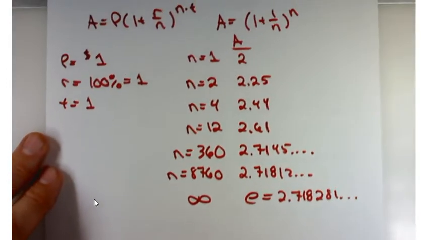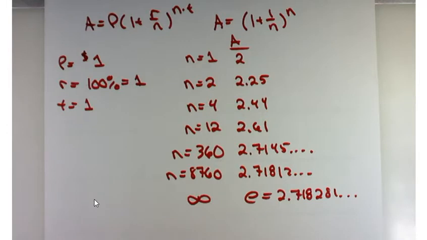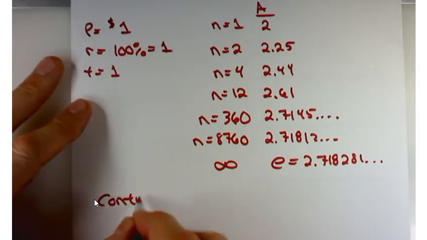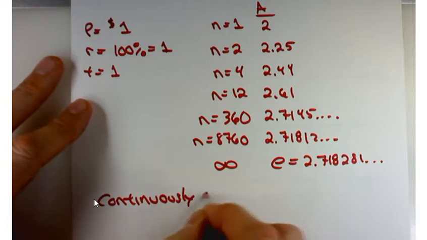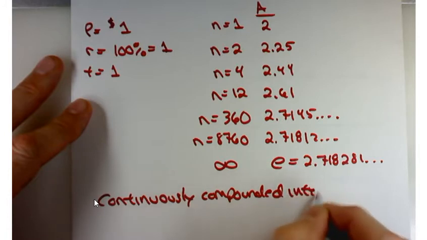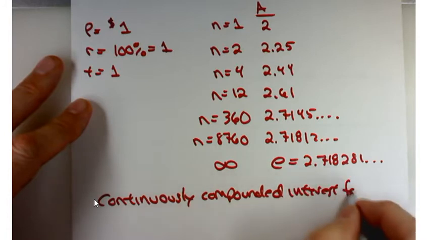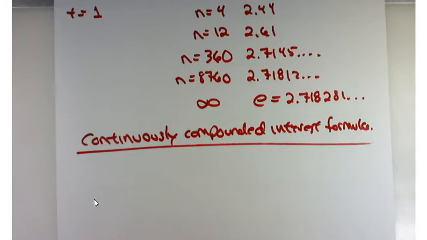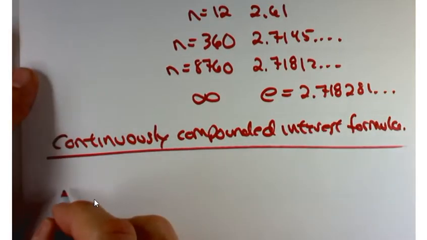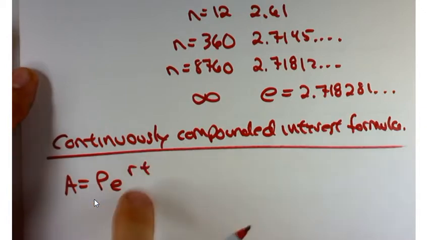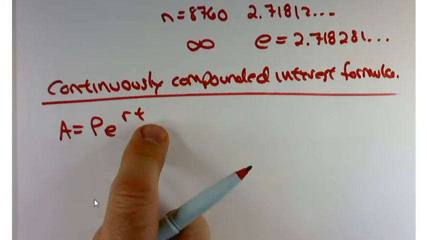So that number e is really important and very handy, and it's also handy in calculating continuously compounded interest. Continuously compounded interest formula. And kind of like your other formula for interest, I would give this to you on an exam if I expected you to use it. A equals P e to the rt. That's for continuously compounded interest.